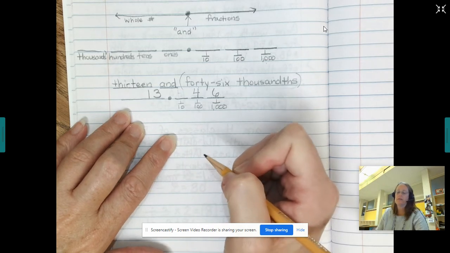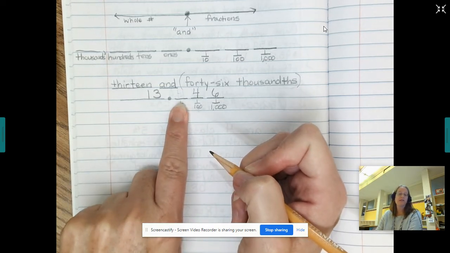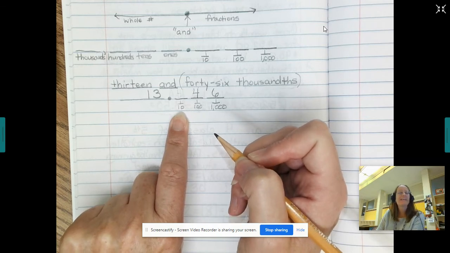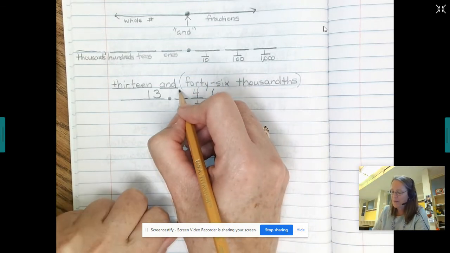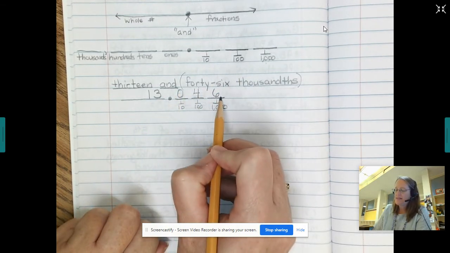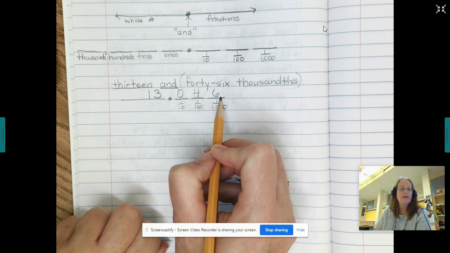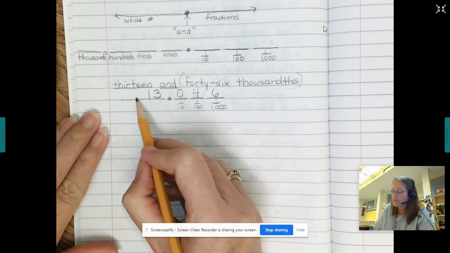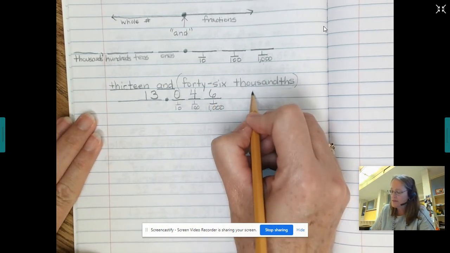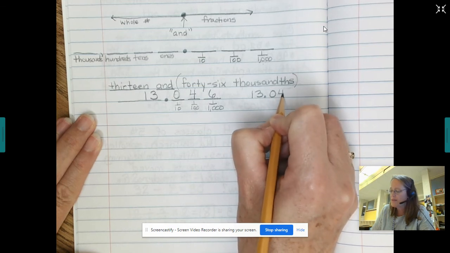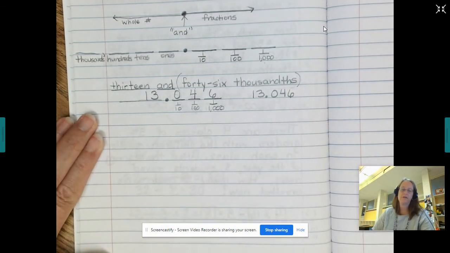46 thousandths. That means something has to go in the tenths place. What is it? You're right. It's a 0. 13 and 46 thousandths. That's how that is written in standard form. Without all of those lines, it looks like this. 13 and 46 thousandths. There it is in word form.